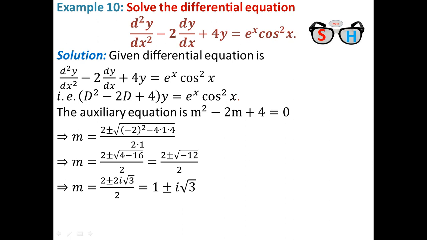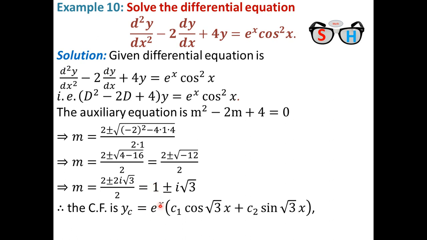which were discussed in the complementary function video. You can see this. All of you know about the solution of the reduced equation of the corresponding differential equation with constant coefficients. Here alpha is 1 and beta is root 3. Therefore the complementary function will be e to the power x, c1 cos root 3 x plus c2 sin root 3 x, where c1 and c2 are arbitrary constants. This is the complementary function of the differential equation.